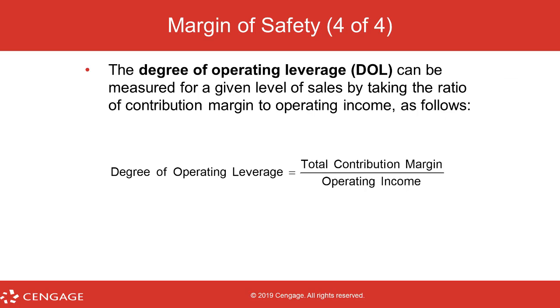The degree of operating leverage is measured by taking the total contribution margin and dividing it by the operating income. You'll remember the contribution margin is sales minus your variable expenses, and then the operating income takes into account the contribution margin subtracting the fixed expenses. So this ratio basically shows us how effectively we're utilizing the total fixed costs of the business to generate income.